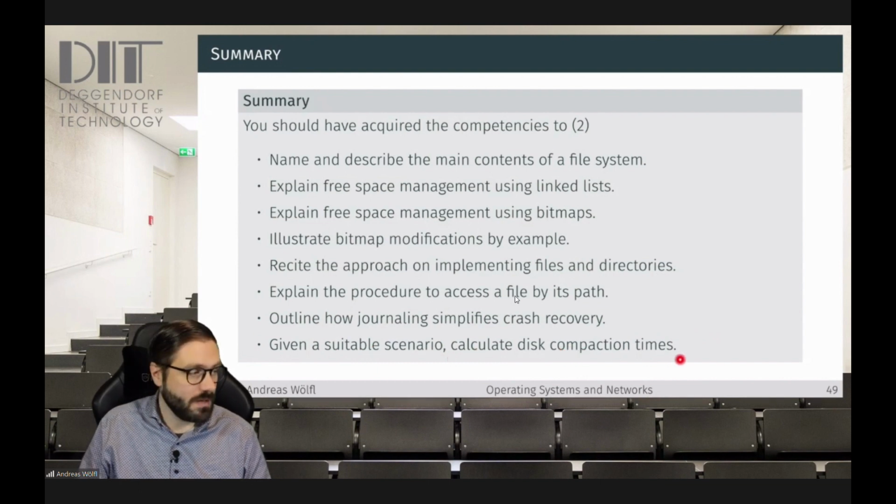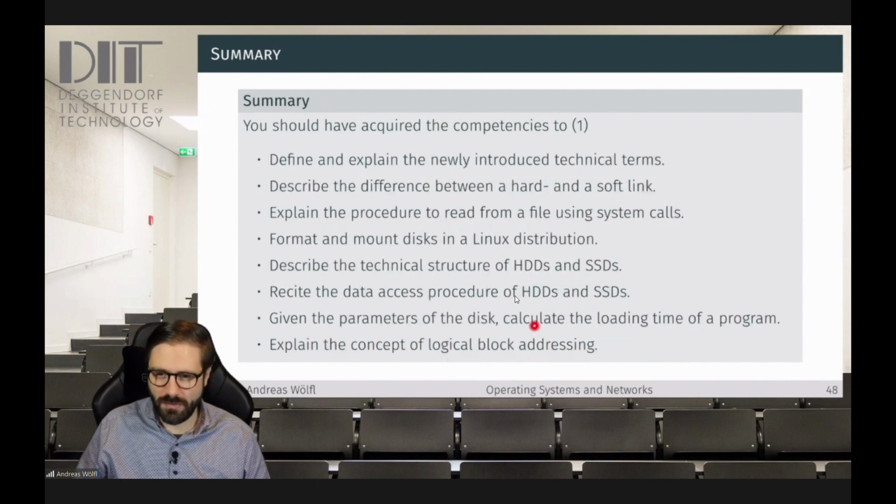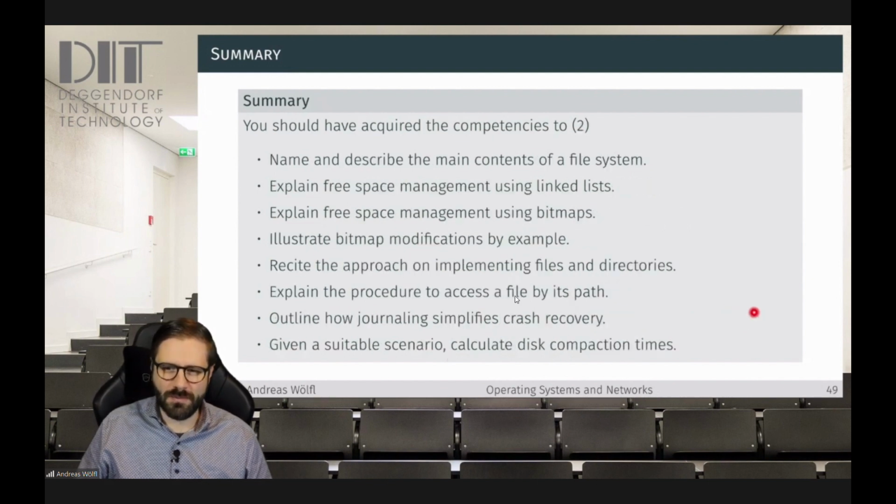Because theoretically, you should be able to do so by passing this point. So if you know the loading times of a program, then you can also calculate completion times. For the sake of making things easier, let's cross out this one. Are there any questions?